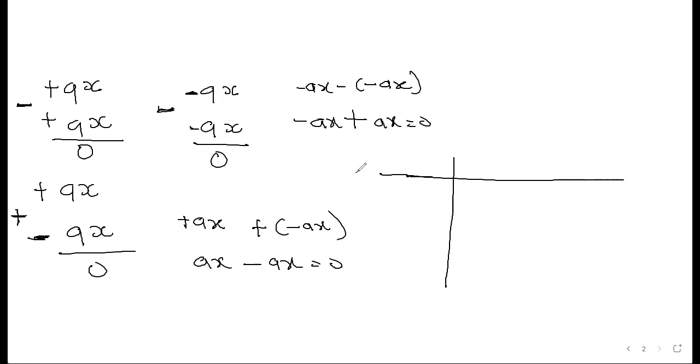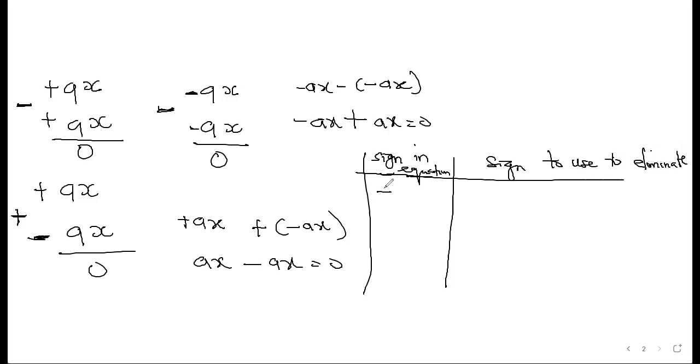Let me just say, the sign in the equations, the sign to use to eliminate. We put it that way. So if you have plus and plus, you use minus. If you have minus and minus, you use minus. If you have plus and minus, you use plus. And if you have minus and plus, you use plus. So that's the only way you can eliminate the variable.